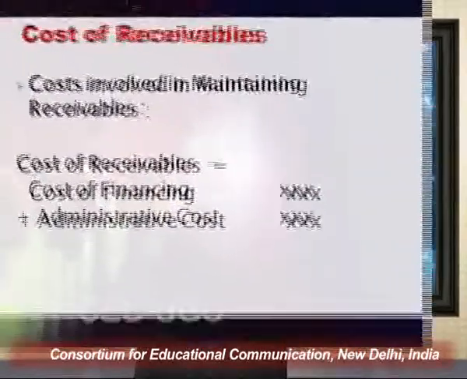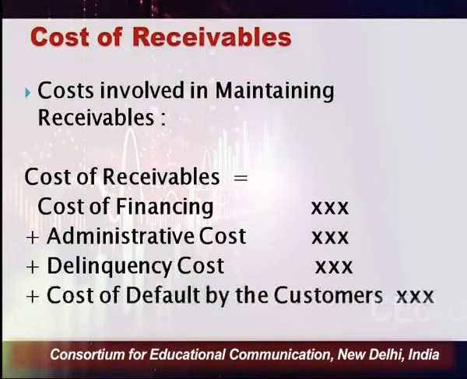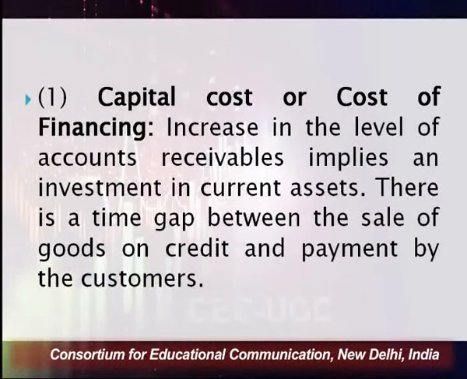Even if my own capital is blocked or locked, I have to understand my own capital has some opportunity cost, so I should account for that cost. So we have to understand that the cost of receivables comprises the cost of financing, administrative cost, delinquency cost, and cost of default by the customers, which is known as bad debts. So once we have understood what the cost of financing is, that is capital cost, it increases your financial cost, your cost of capital.